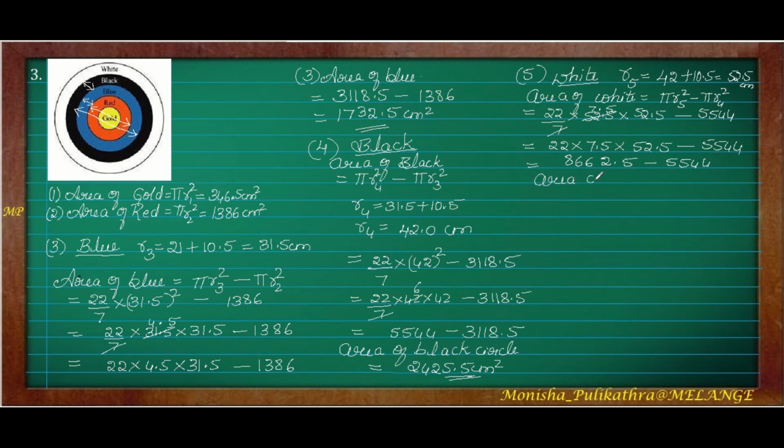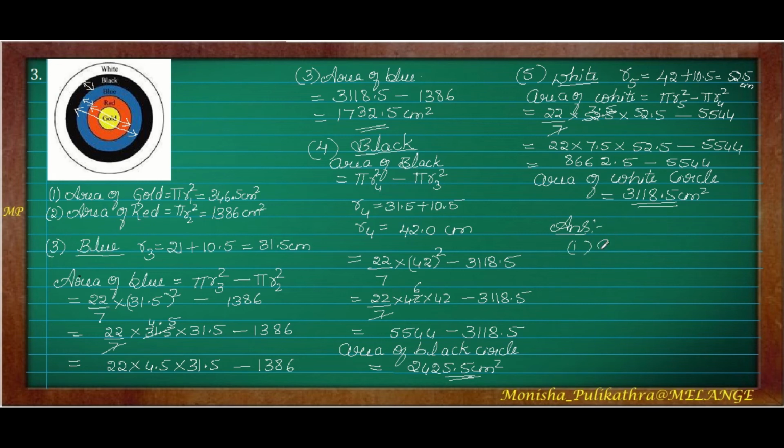Therefore, the area of the white circle, when you subtract it, you will get 3118.5 centimeter square. So this is the area of the white circle. Understood? So at last we can write the entire answer, the area of all the circles.